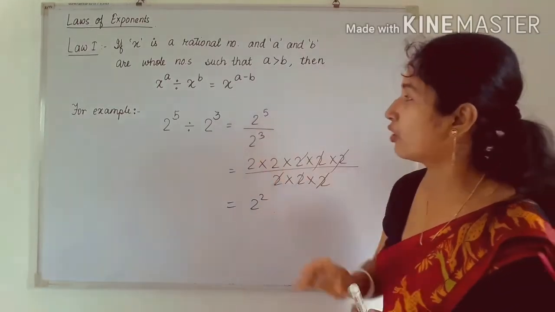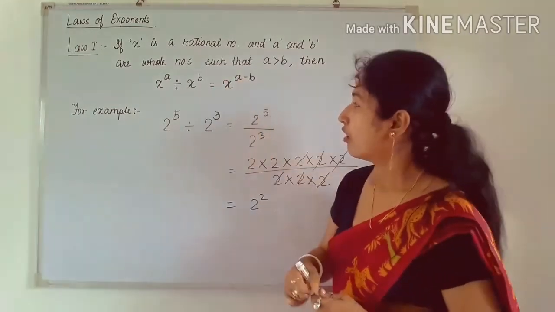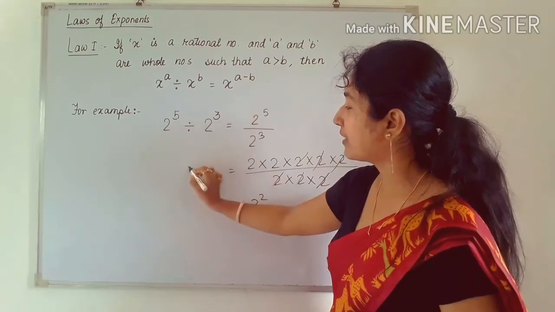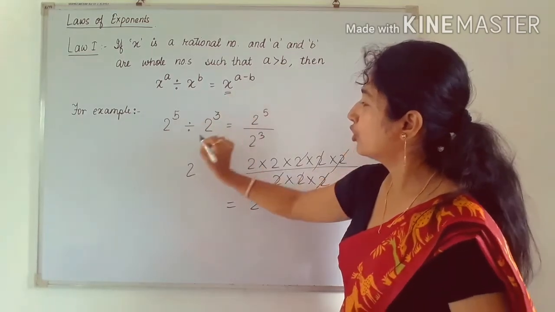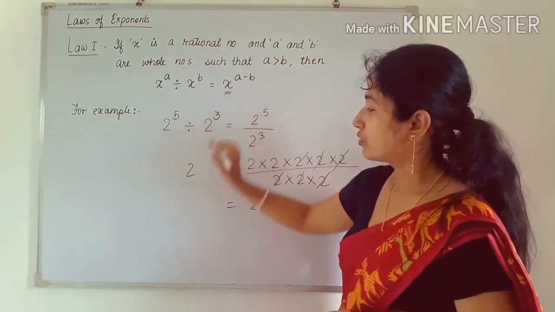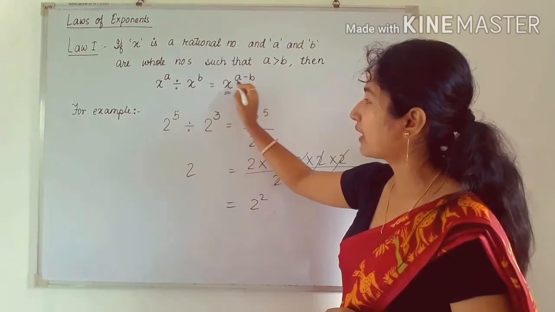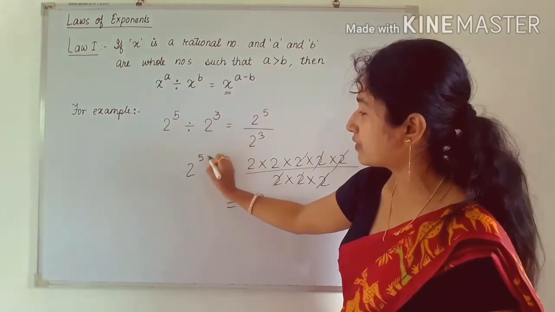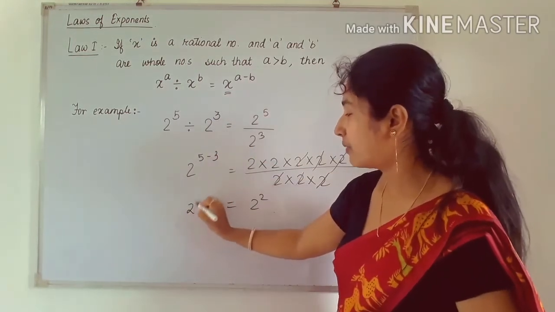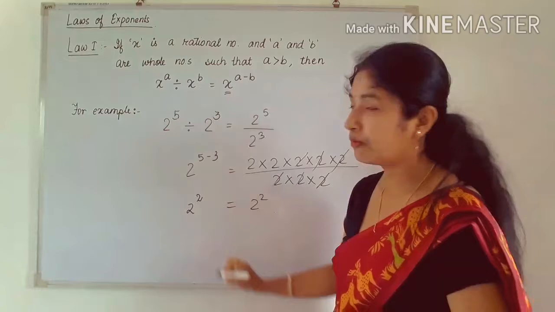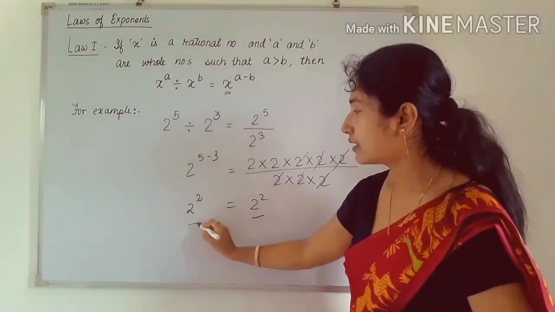Now we will apply the law. According to the law, what do I have to write? I have to write the base first. So the base is 2 here. In the power, I have to subtract the powers. So 5 minus 3 will become how much? Yes, it will become 2. So see, the answer is the same.